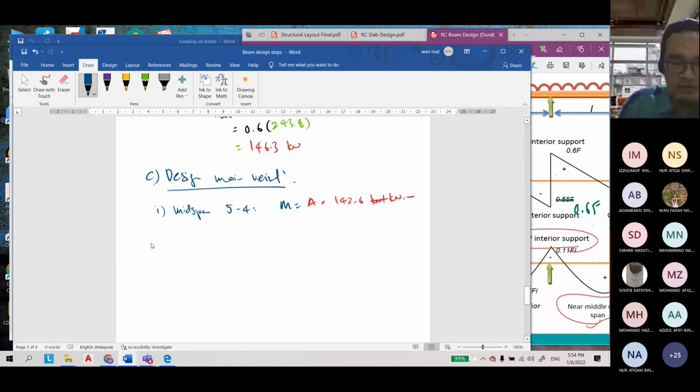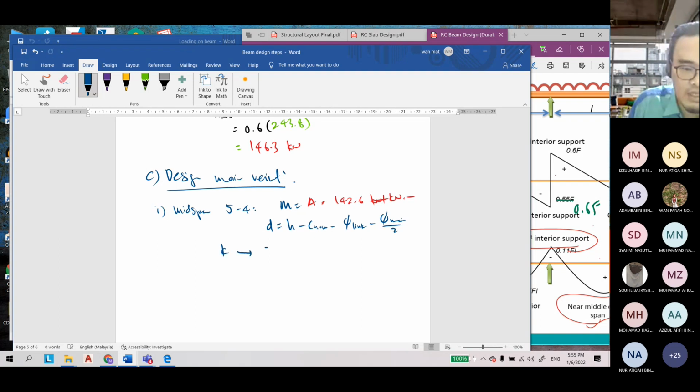So you proceed with your calculation. First of all, of course, you calculate your d. Okay, you calculate your d: h minus c nominal minus diameter of main over 2. And then you calculate your K. Okay, and then you proceed with Z. And then you calculate your As required. And then you go to As provided.